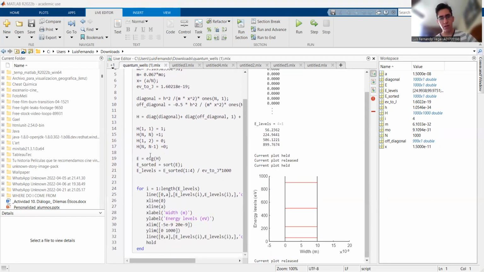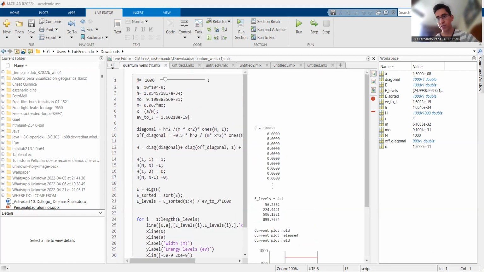And then we look for the eigenvalues with this equation. Then we sort them and we divide by the electronvolts to create the four energy levels in this case that we are going to evaluate. And then we create a visual representation of the quantum well with the energy levels, where they will be, and the width of each one of them.